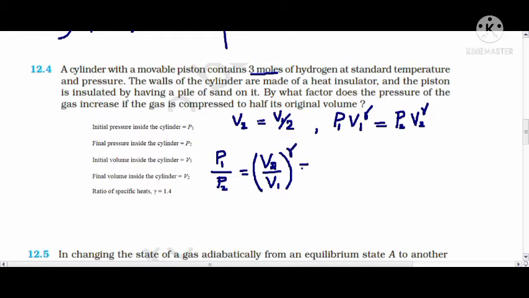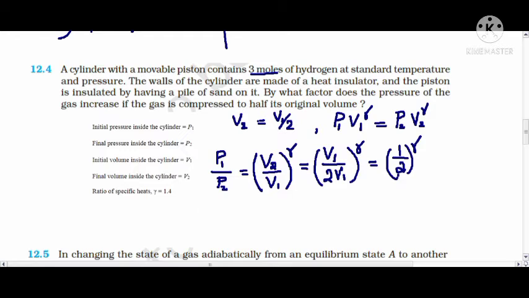Again, the value of V2 is V1 by 2. Therefore, we can have V1 by 2 into V1, the whole raised to gamma, which is equal to 1 by 2 raised to gamma.